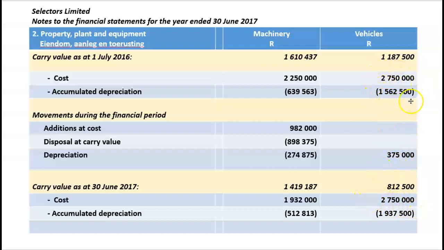That is the 1,562,500 plus 375,000. That, by the way, must be in brackets. Depreciation is in brackets. So 1,562,500 plus 375,000 gives us then 1,937,500. And now we can determine the carry value, 812,500.